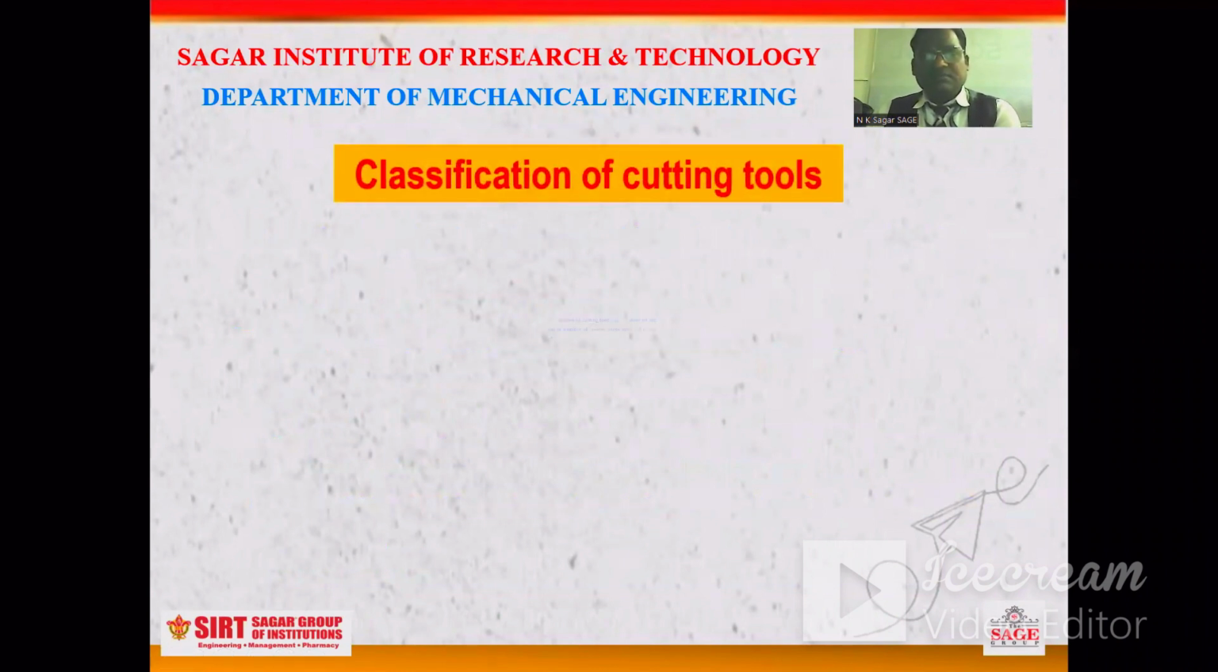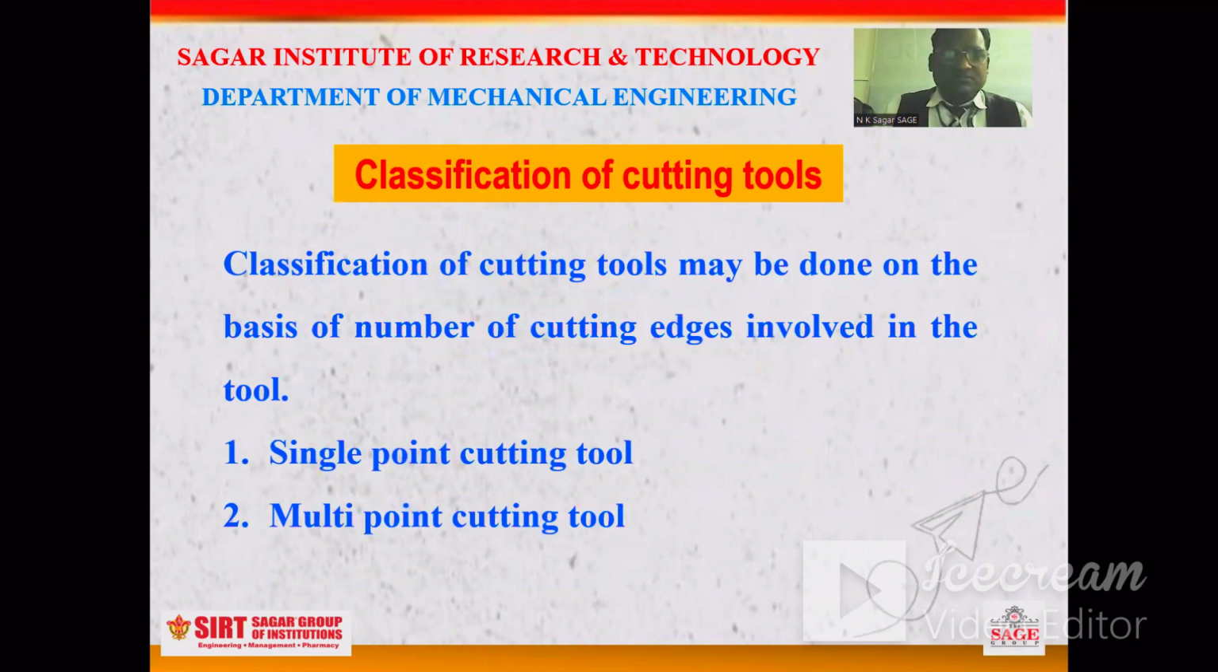Now, classification of cutting tools. How to classify the cutting tools? Classification of cutting tools may be done on the basis of the number of cutting edges involved in the cutting tool. So, we are going to classify the cutting tool broadly on the basis of how many cutting edges are involved in that cutting tool. The cutting tools are mainly categorized in two categories. Number one, single point cutting tool. Number two, multi-point cutting tool.